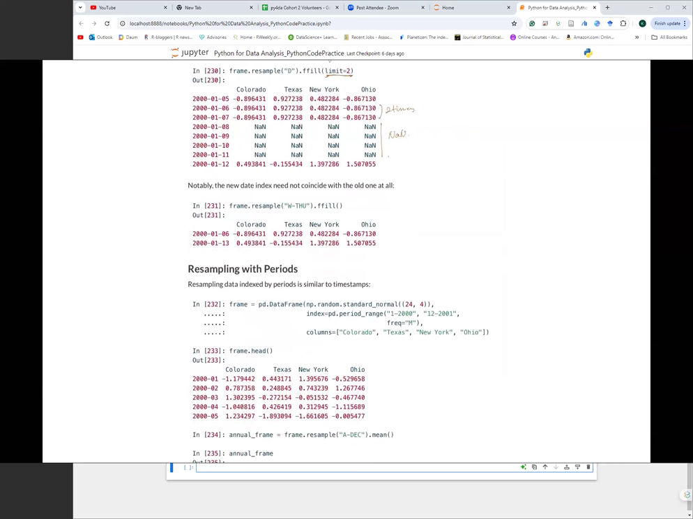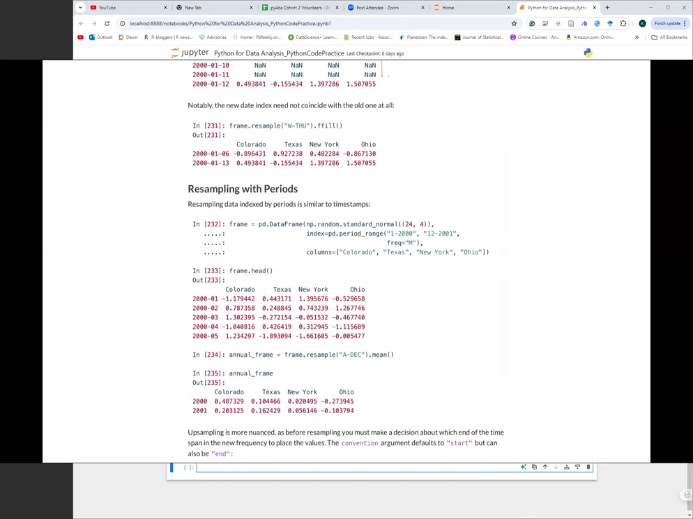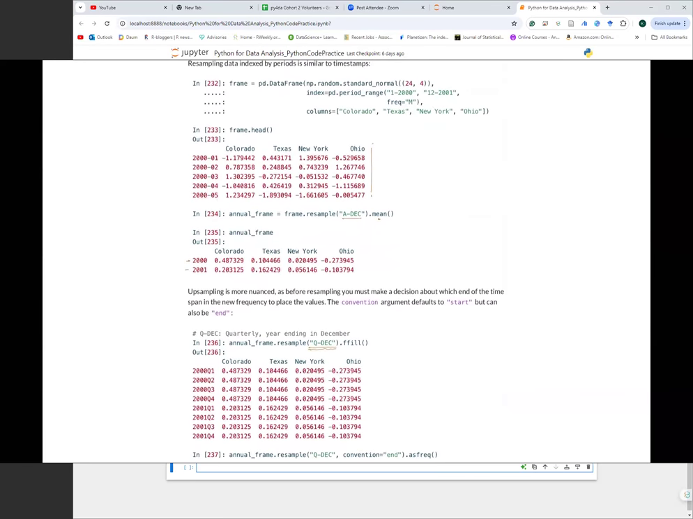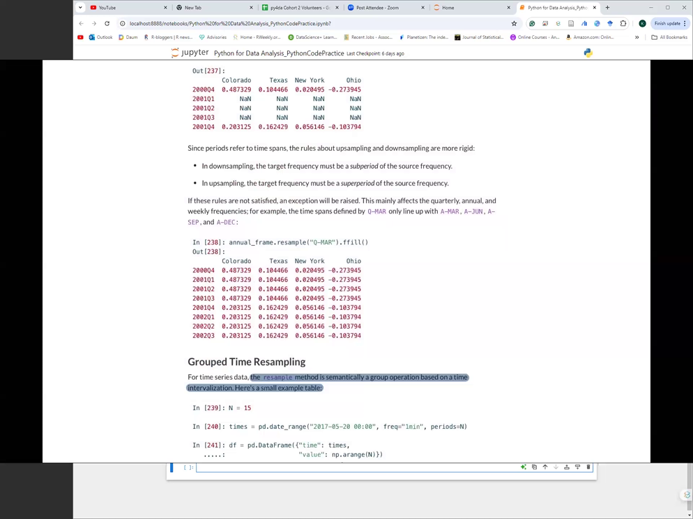And then we can also resample with the period. Like if we have information from January to May, and we resample to the whole year and take the mean, we can get the 2011 values. And then quarterly means we group by every quarter with the value, and then calculate the forward fill, like this. That's how it works. So it's quite straightforward and simple.